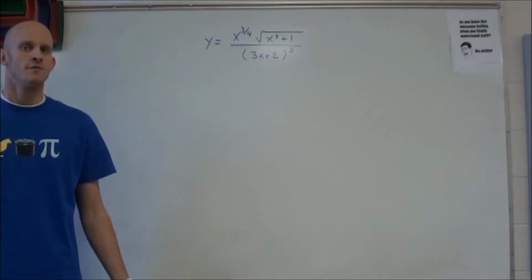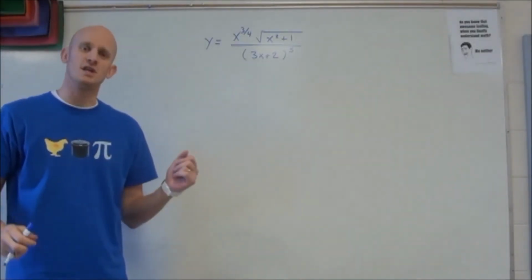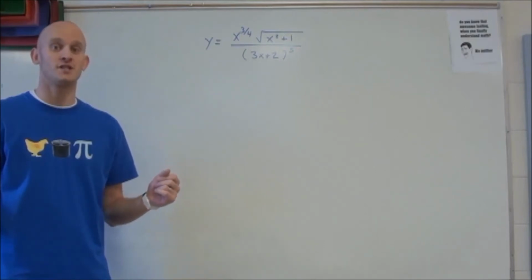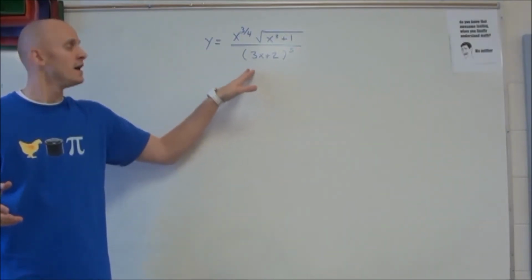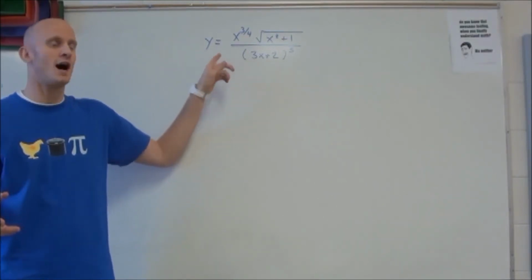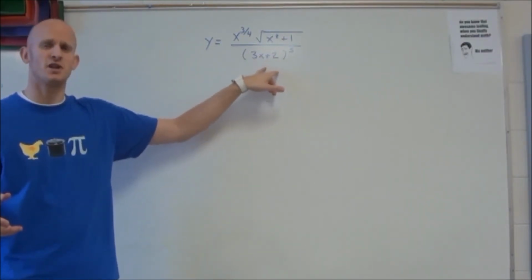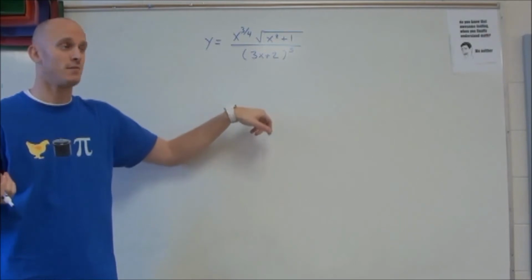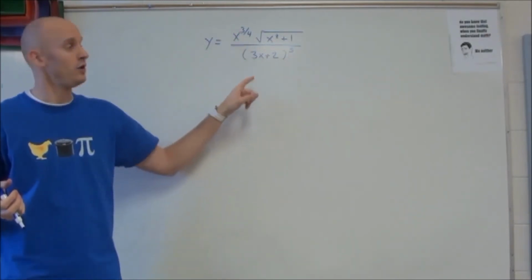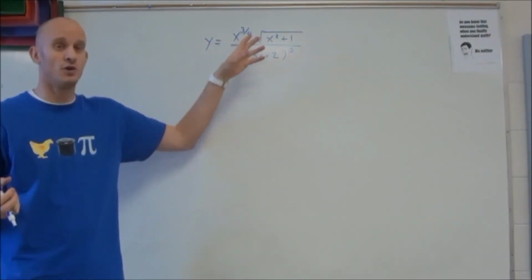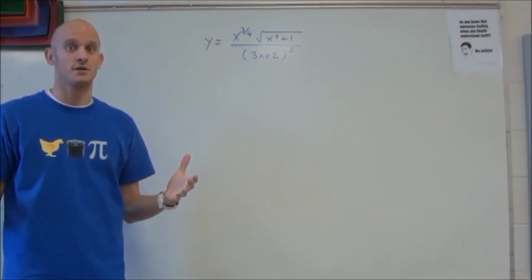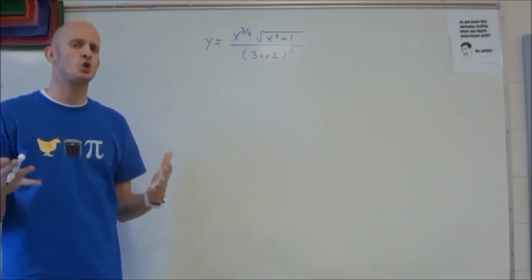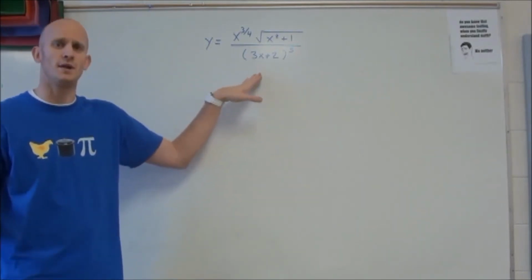For our next example, we're going to actually use logarithmic differentiation to find the derivative of y. The function y is a very complex function and would be difficult to differentiate because we have to use quotient rule and product rule along with the chain rule. Basically, it's going to end up being a disaster.